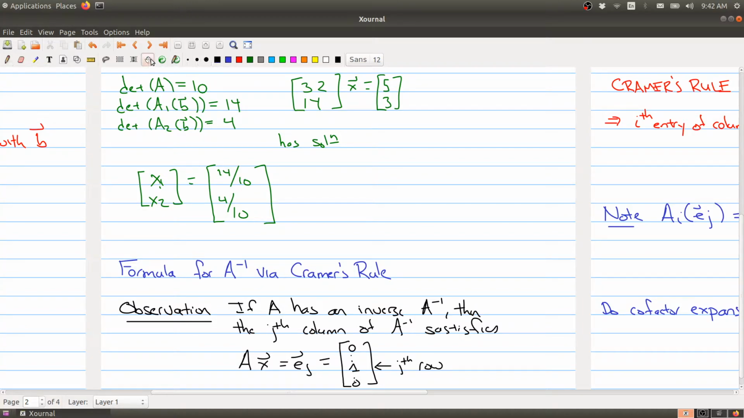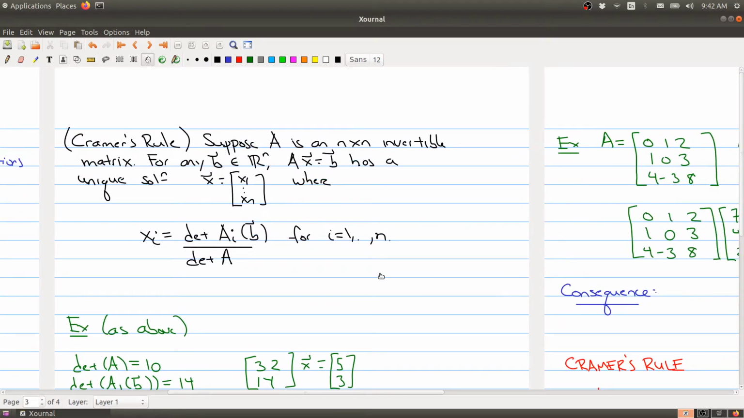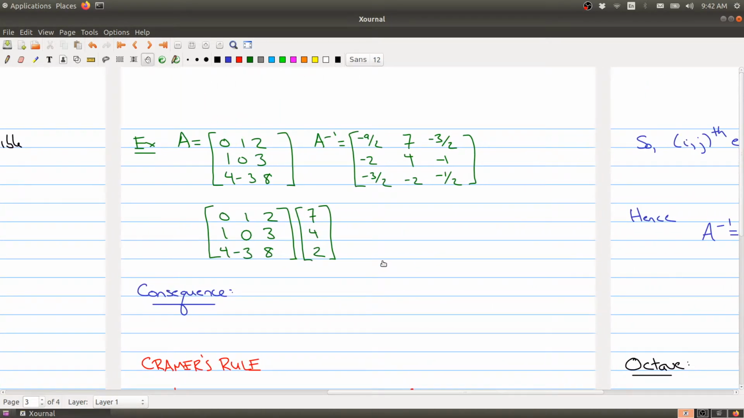Let me give you an example to illustrate this idea. If I take this matrix and I told you, here is the inverse of that matrix, and I take the second column of the inverse and compute A times the second column, I will end up getting the second basis vector, 0, 1, 0. So I will get E2. If I had instead put the vector from the first column, then I would have gotten E1, and so on.